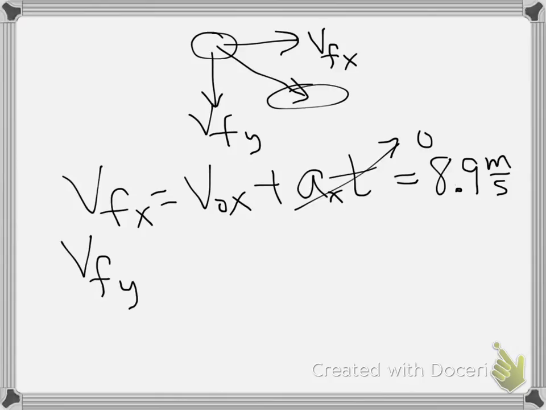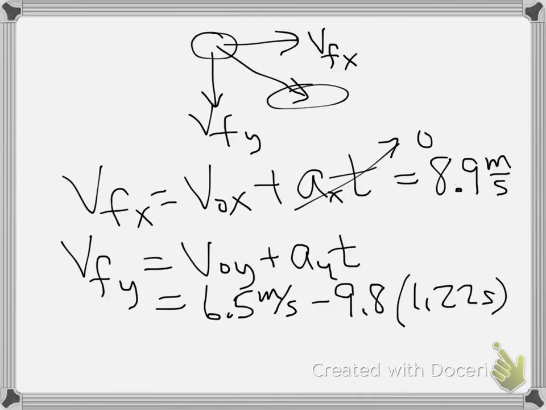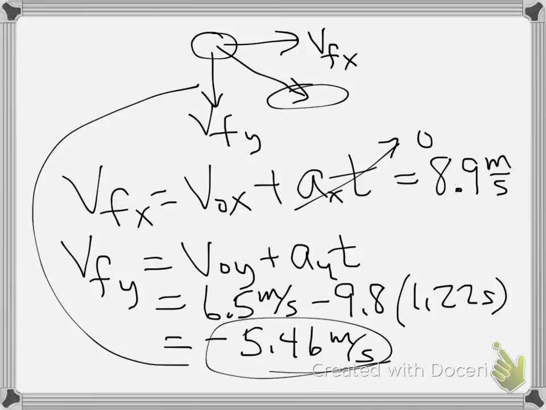V final in the y, a couple ways to do it. I'm going to pick the easy one. We've solved for time before, so I'm just going to do V initial in the y plus a_y times t, which is 6.5 meters per second minus 9.8 times 1.22 seconds, which gives you negative 5.46 meters per second. So that is that. Does that negative make sense? It better, because of that there.